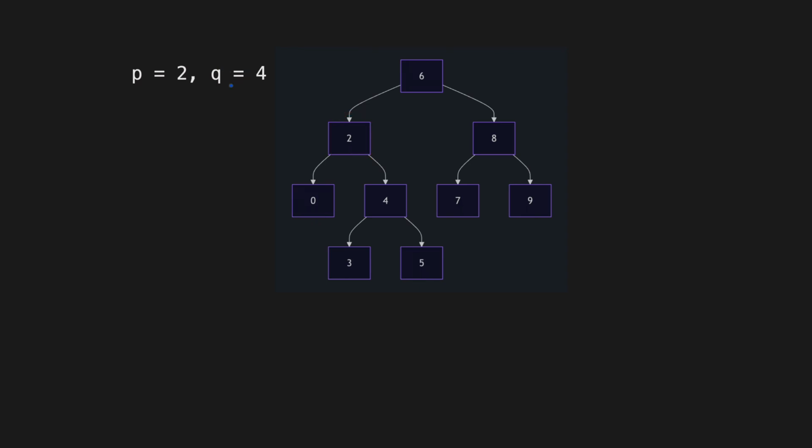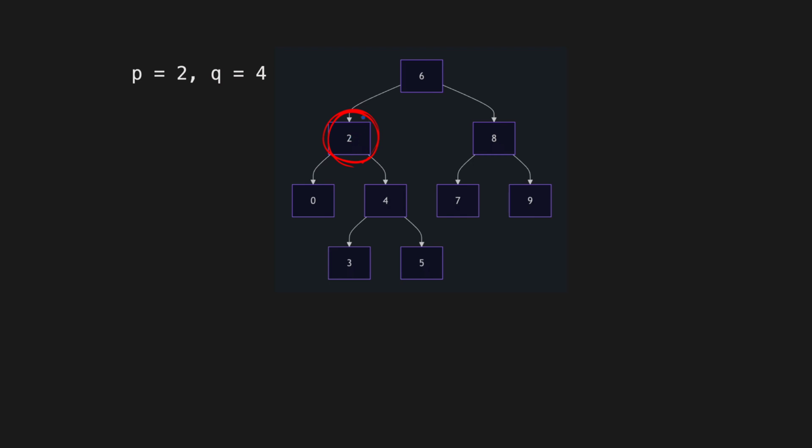Let's take one more example with P equal to 2 and Q equal to 4. So again, we start at the root node. And since both 2 and 4 are less than the root, we go towards the left to find them. And now we come to node 2, which is equal to the value P here. If we find either of the nodes while searching for P or Q, instead of the split that we saw earlier, then that node should be the LCA.